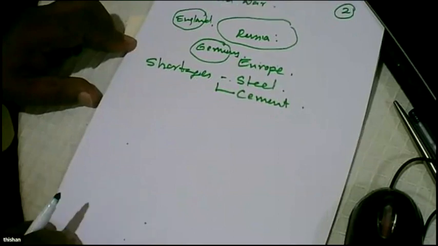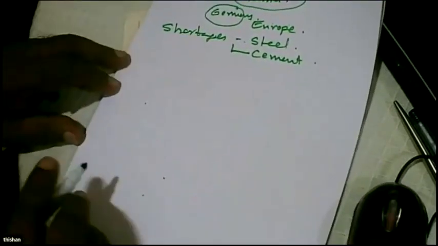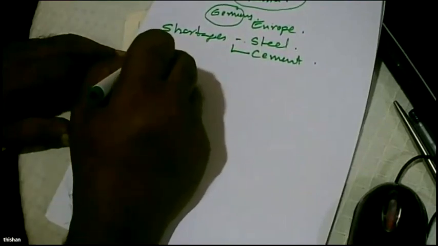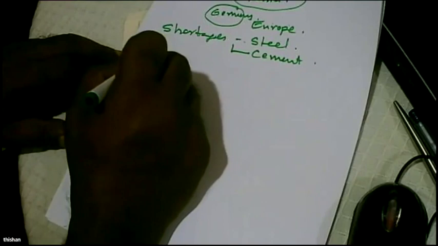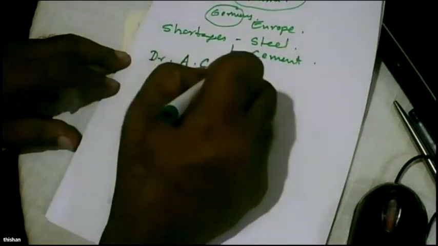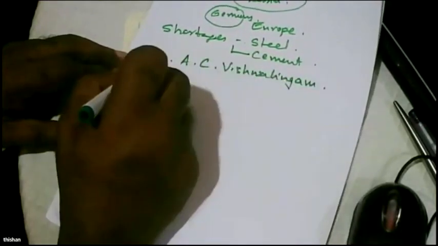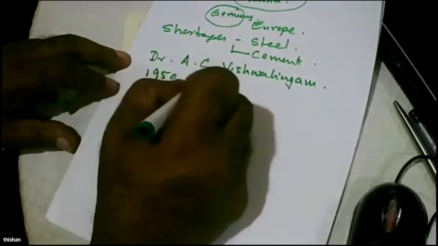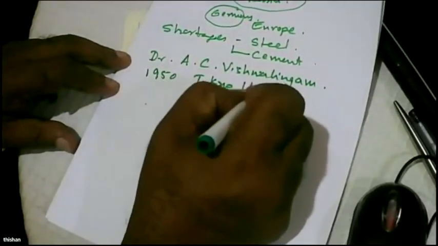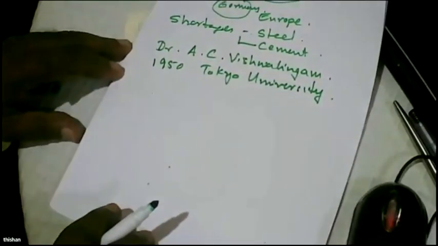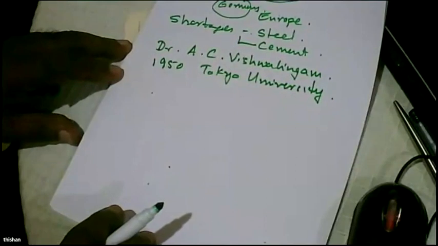Okay, right. So we had a lot of shortages. And so, for example, we all know one very well-known engineer, Dr. A.C. Vishalingam. In 1950s, he went to Tokyo University. Tokyo University is the biggest in Japan as an undergraduate with a scholarship.